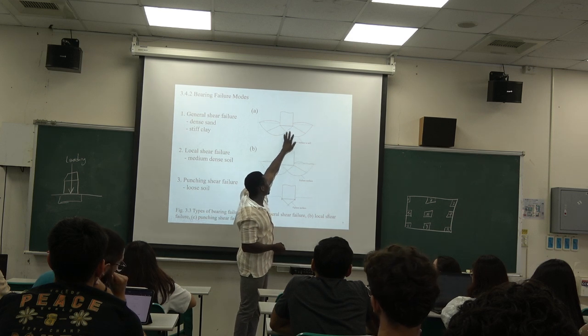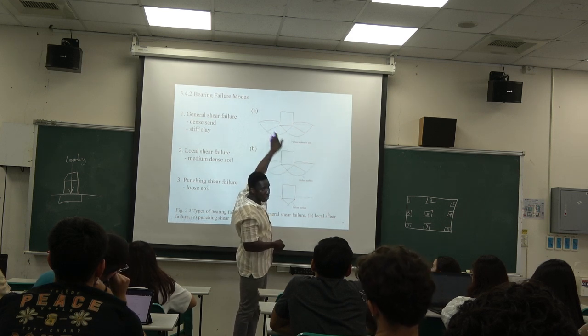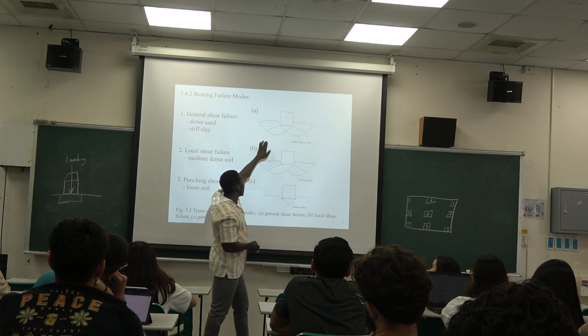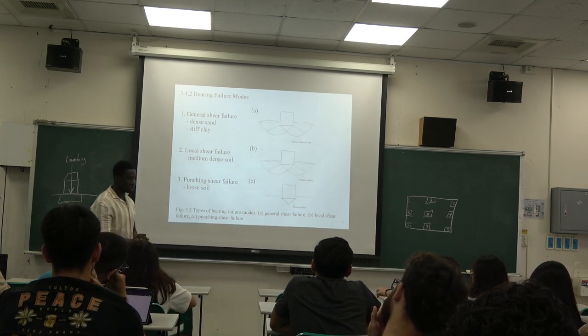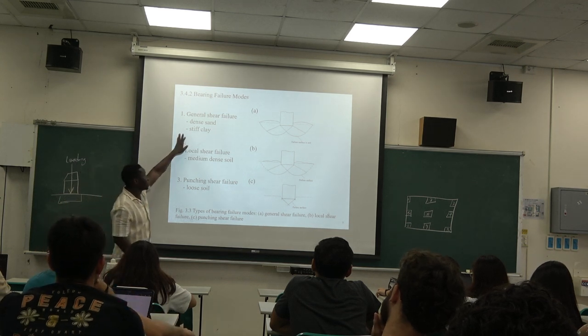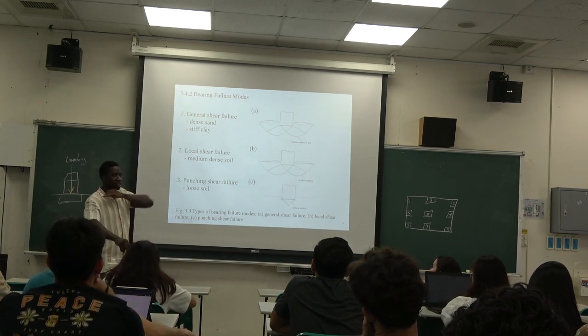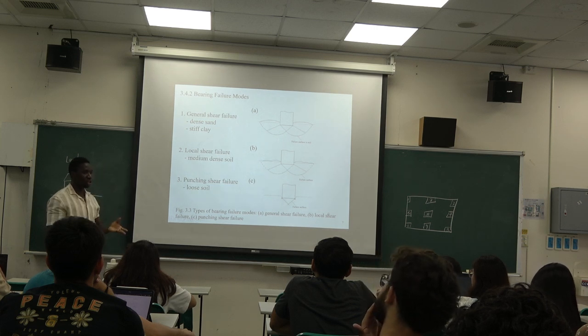And if this moves this way, this moves that way, then what happens? They must push it up. So you will experience failure here and failure there. So it is called general shear failure. And it happens in dense sand and then stiff clay because of the nature of the material.